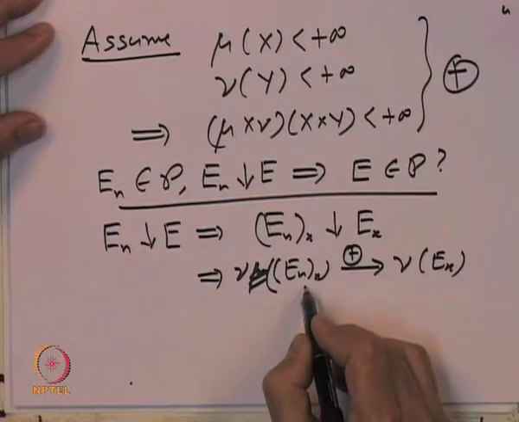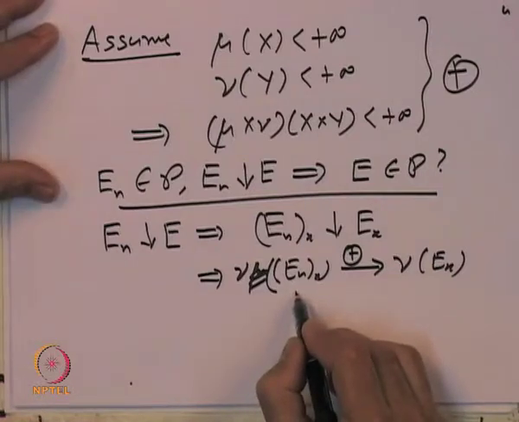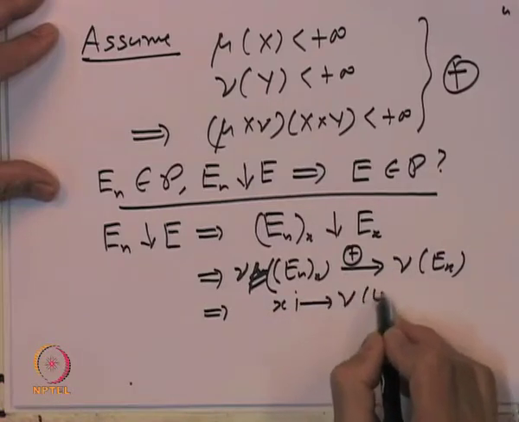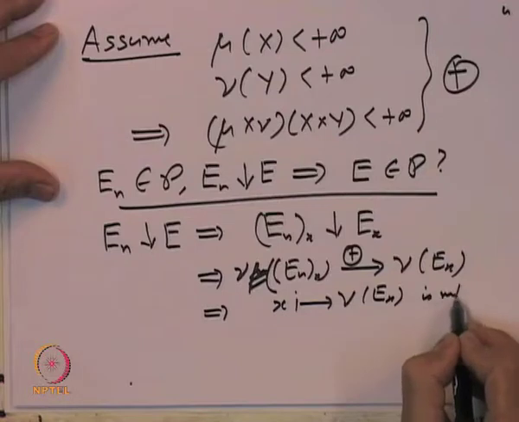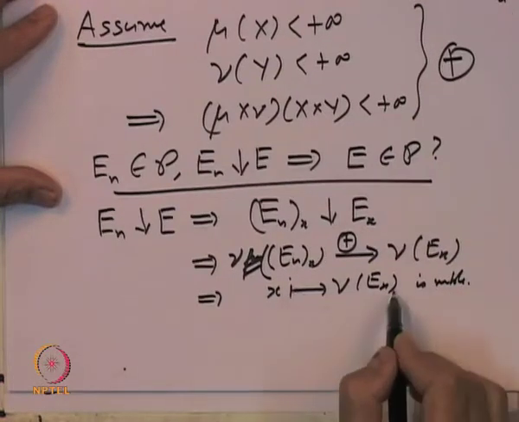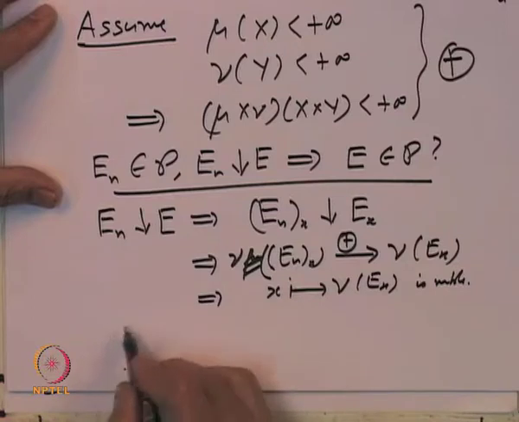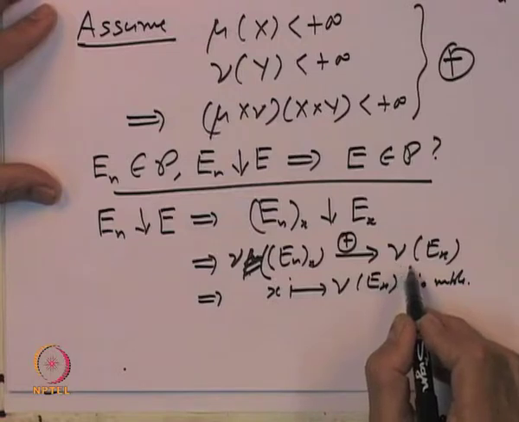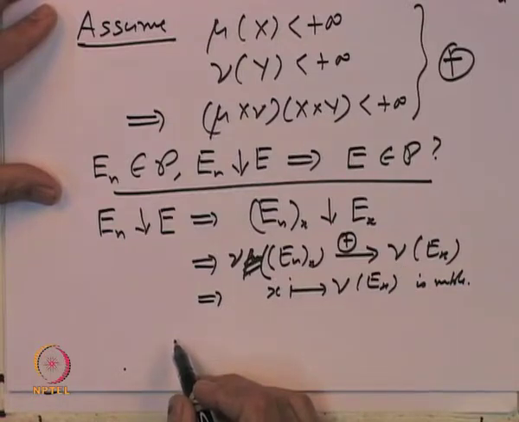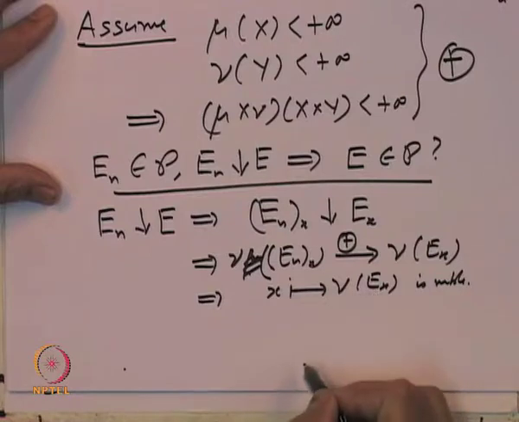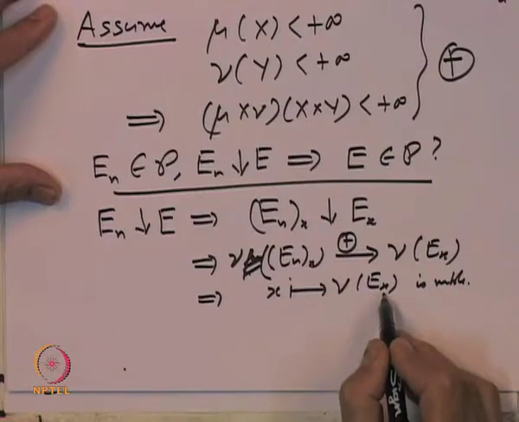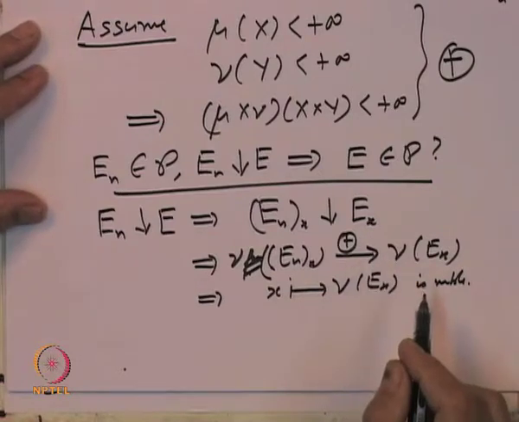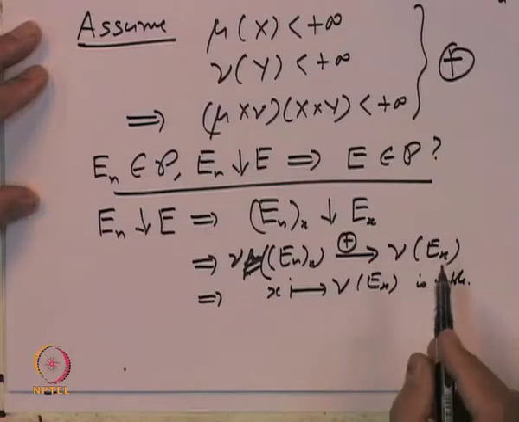Now, each E_n belongs to P, so each one of them is a measurable function. That will imply that x going to nu of E x is measurable. So, this is a measurable function, and we have nu of E_n x decreases to nu of E x. Earlier we used the monotone convergence theorem to conclude that the integral of nu of E x must be the limit, but here it is a decreasing sequence, so we cannot use the monotone convergence theorem here.